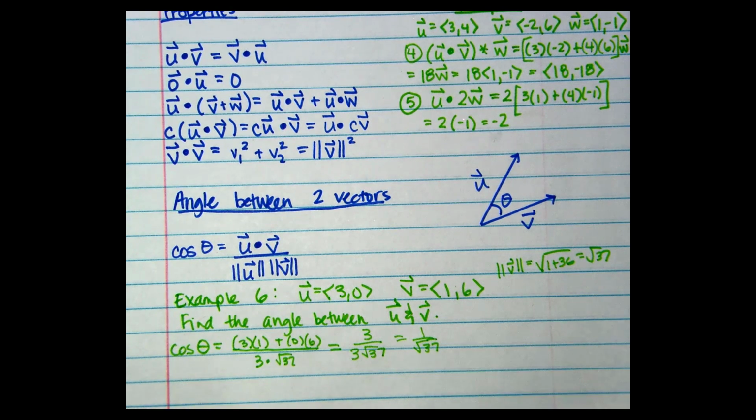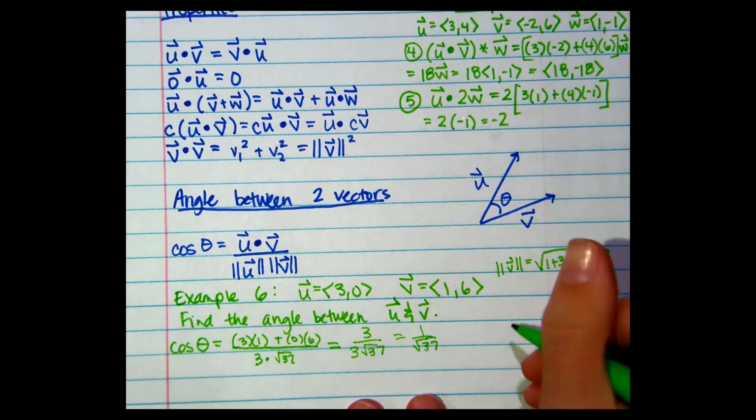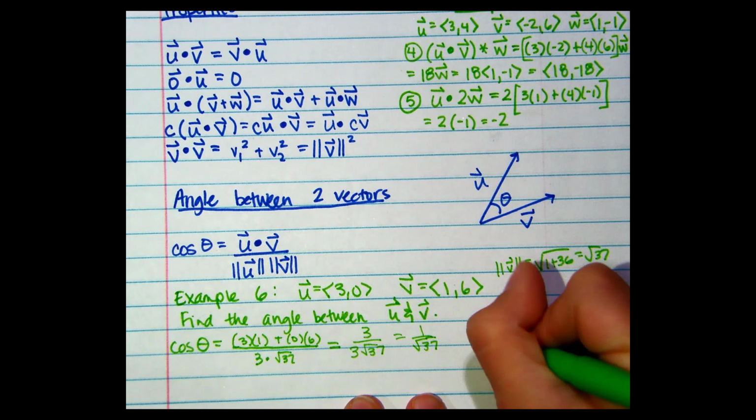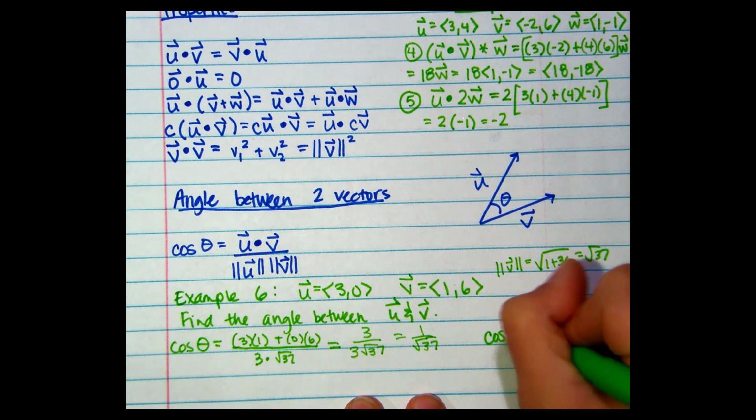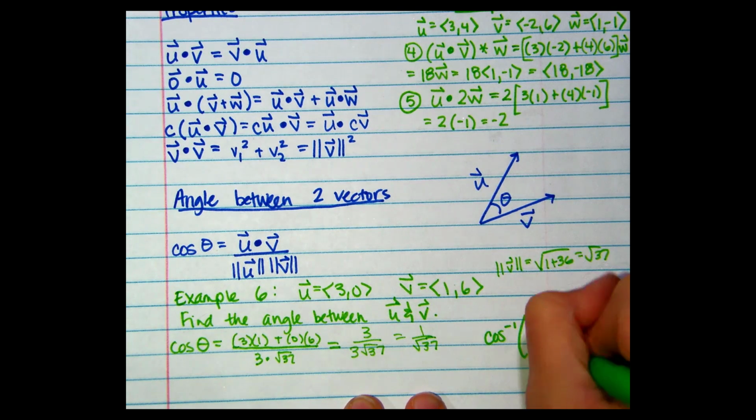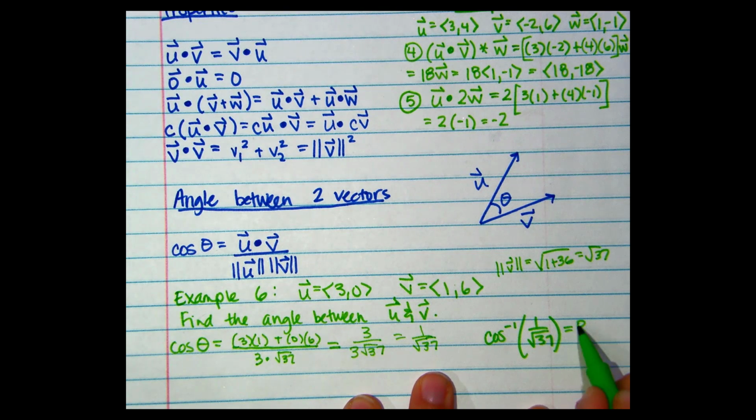That's not going to be anything on my unit circle, so that's when I reach for my calculator. What am I going to type in my calculator to get the angle? Inverse cosine of 1 over root 37. And if you're in degree mode, your calculator is going to tell you that that is 80.538 degrees.